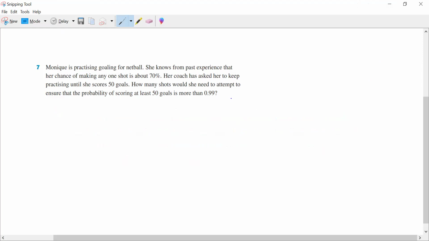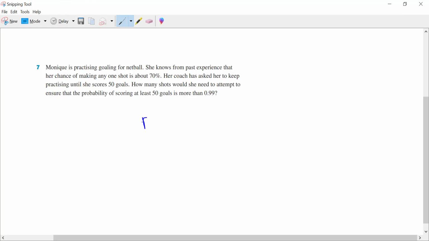So let's get started. The question is, Monique is practicing bowling for her netball. She knows from past experience that her chance of making any one shot is about 70%. Her coach has asked her to keep practicing until she scores 50 goals. How many shots would she need to attempt in order to ensure that the probability of scoring at least 50 goals is more than 0.99?